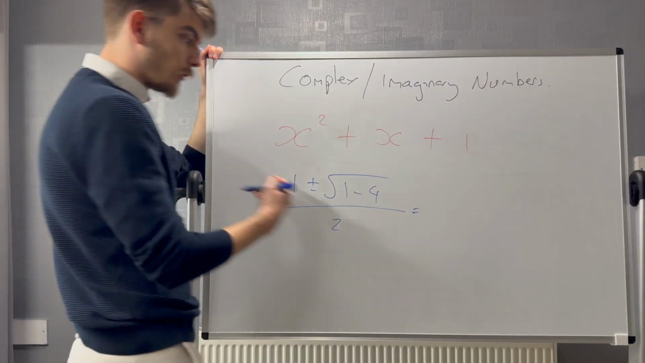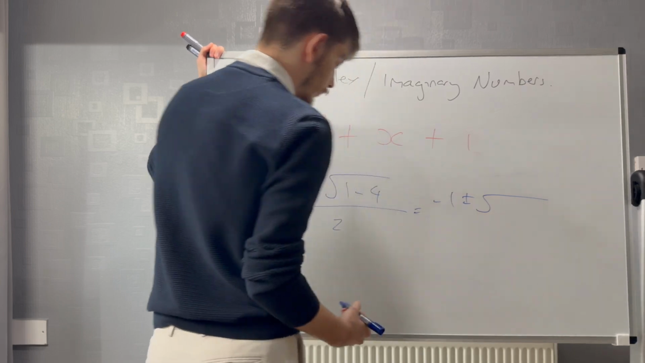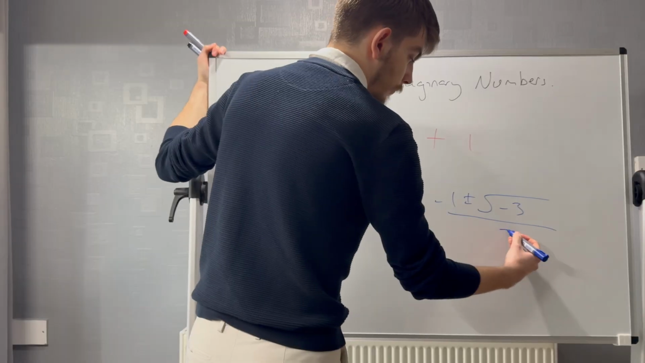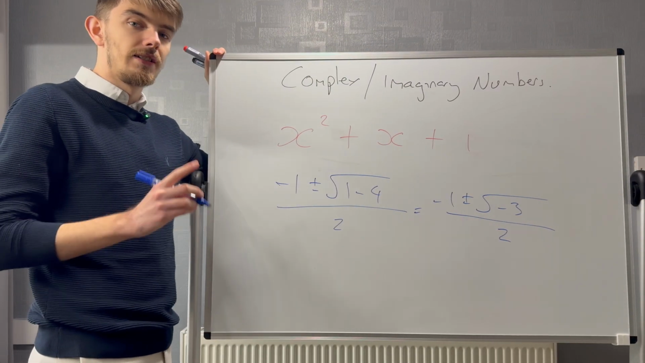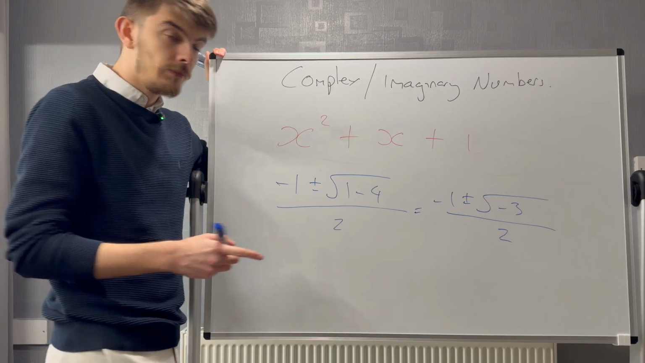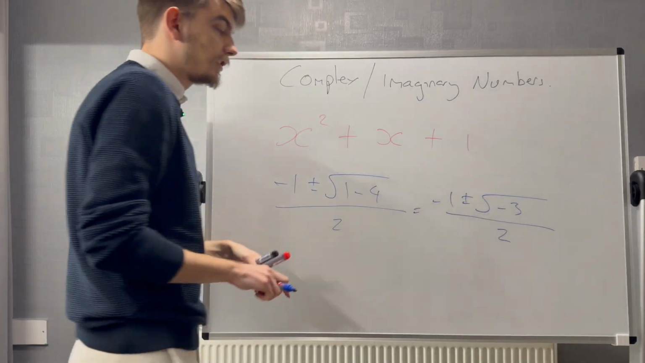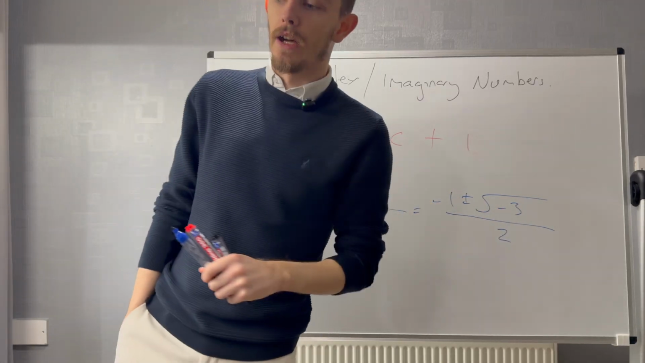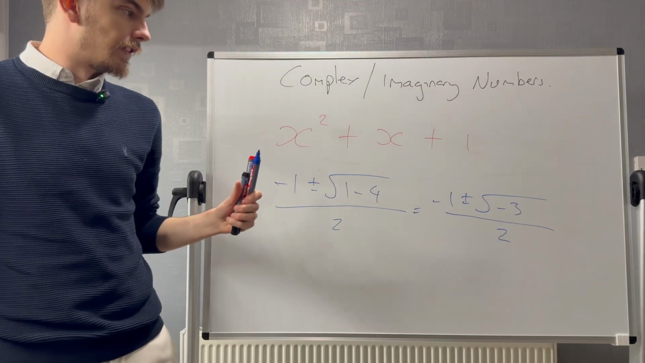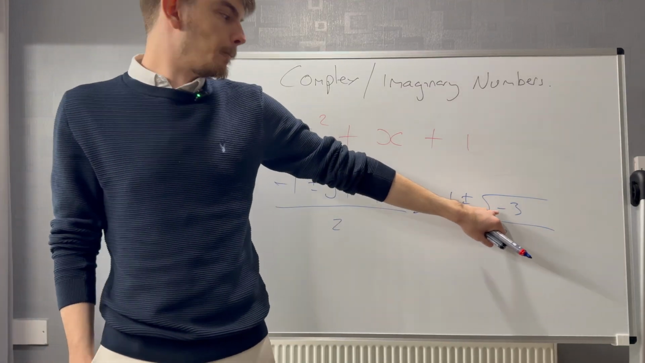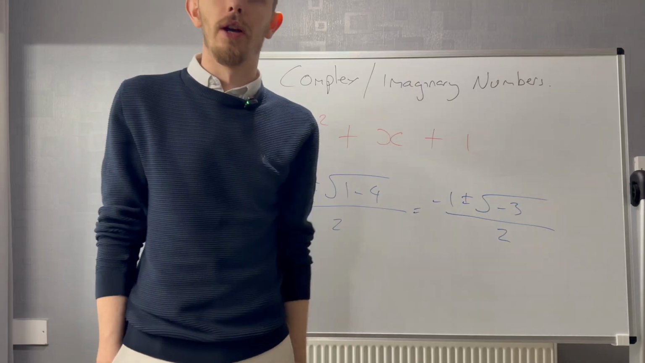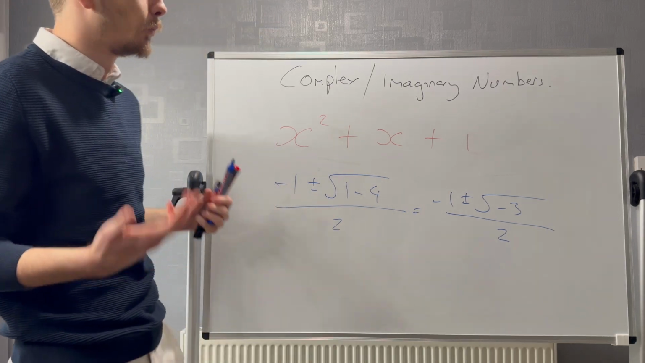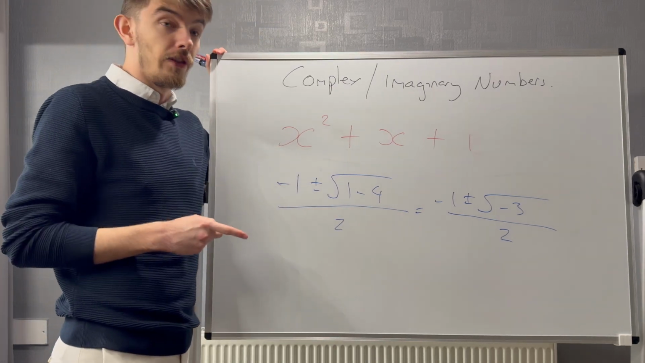Okay, let's simplify this. So I've got minus 1, plus or minus the square root of 1 minus 4, well that's minus 3, divided by 2. Are we starting to see the problem? The problem is here. I have somehow got myself into a situation where I've got the square root of minus 3. Now, if you are below the age of 15, 16, and you ask your teacher, what's the square root of minus 3? They'll say, you can't square root a negative number. Yeah. You may look at that and go, I can't square root a negative number. It's impossible.